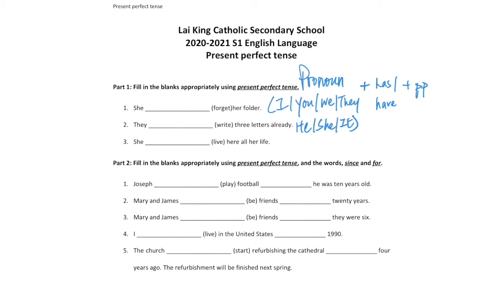So first, depending on which pronoun we are using, we must have has or have, and then followed by a past participle.